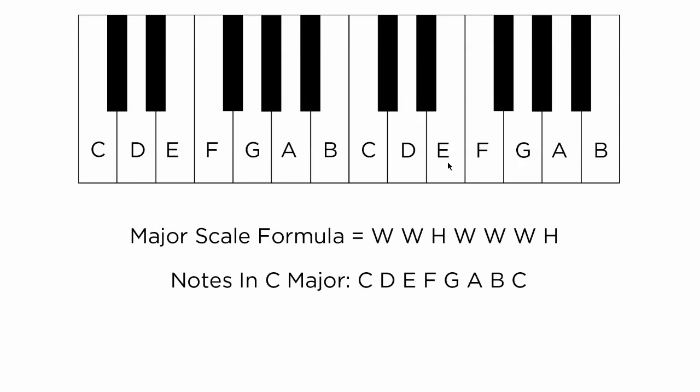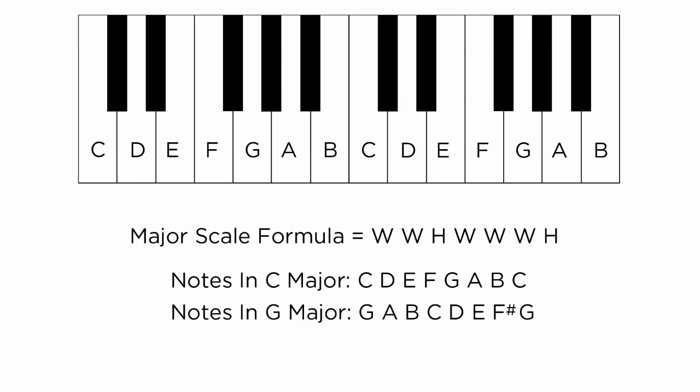So to go a whole step up from E, I'm going to have to go up 2 keys, and that's going to land on the note F sharp. And then I'm going to go half step to G. So the notes in G major are G, A, B, C, D, E, F sharp, and G. And the reason I have F sharp is because when I start this formula, whole, whole, half, whole, whole, whole, half, on G, I have to land on the note F sharp.